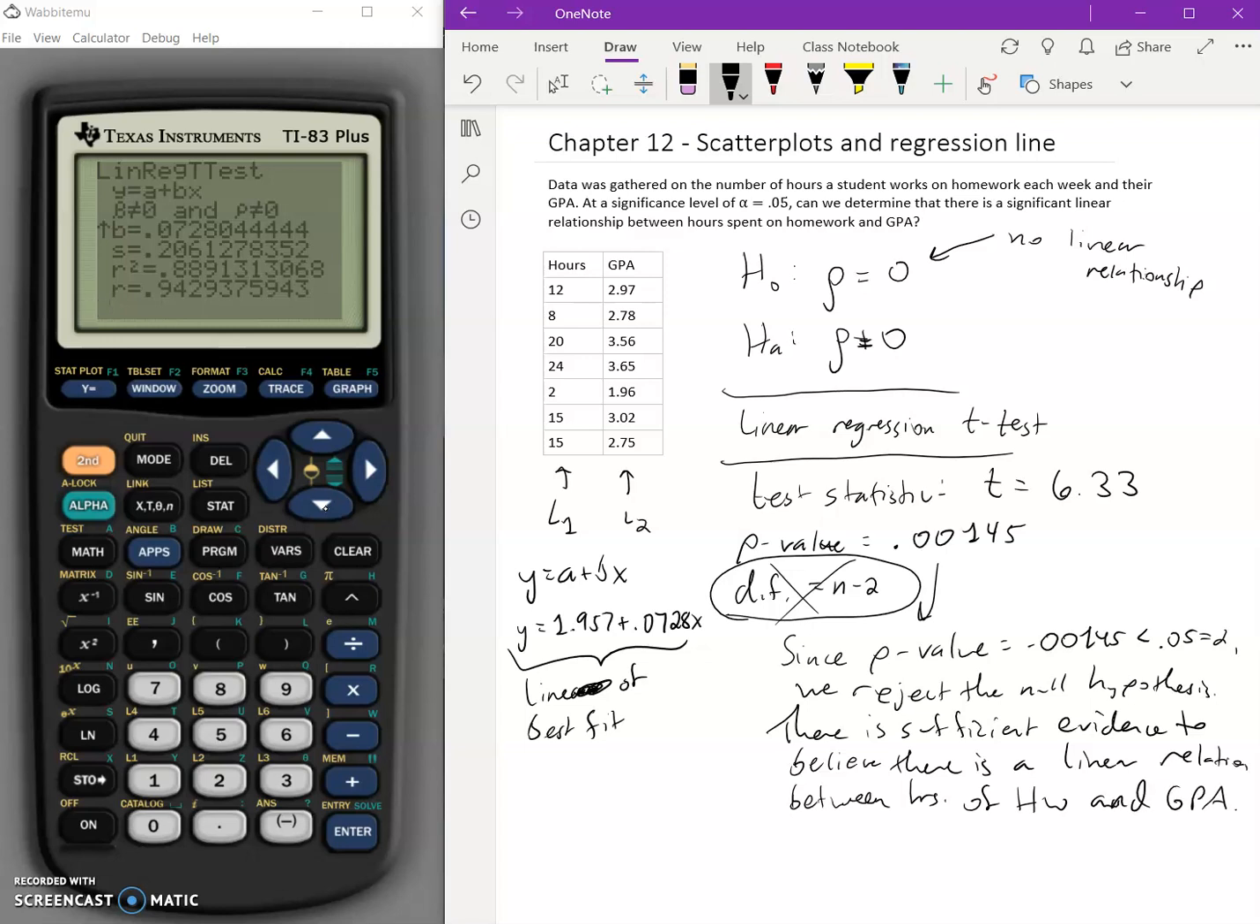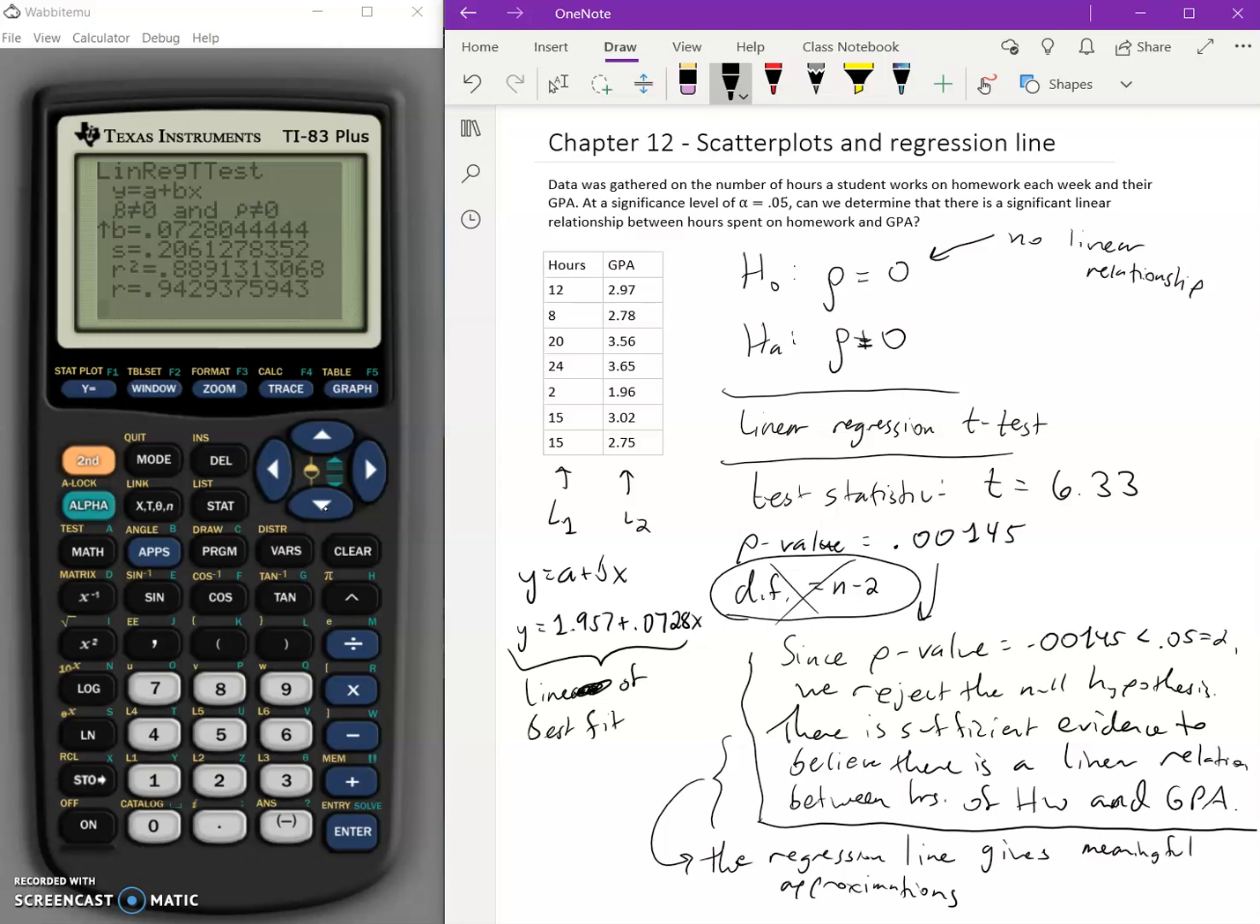Now remember, we said that this is important because when we know this, what we can also now conclude is that the regression line gives meaningful approximations. Now, this isn't a requirement of hypothesis testing. The hypothesis testing will end right here. So this would conclude our question here. So we have all of this that you would need for hypothesis testing.